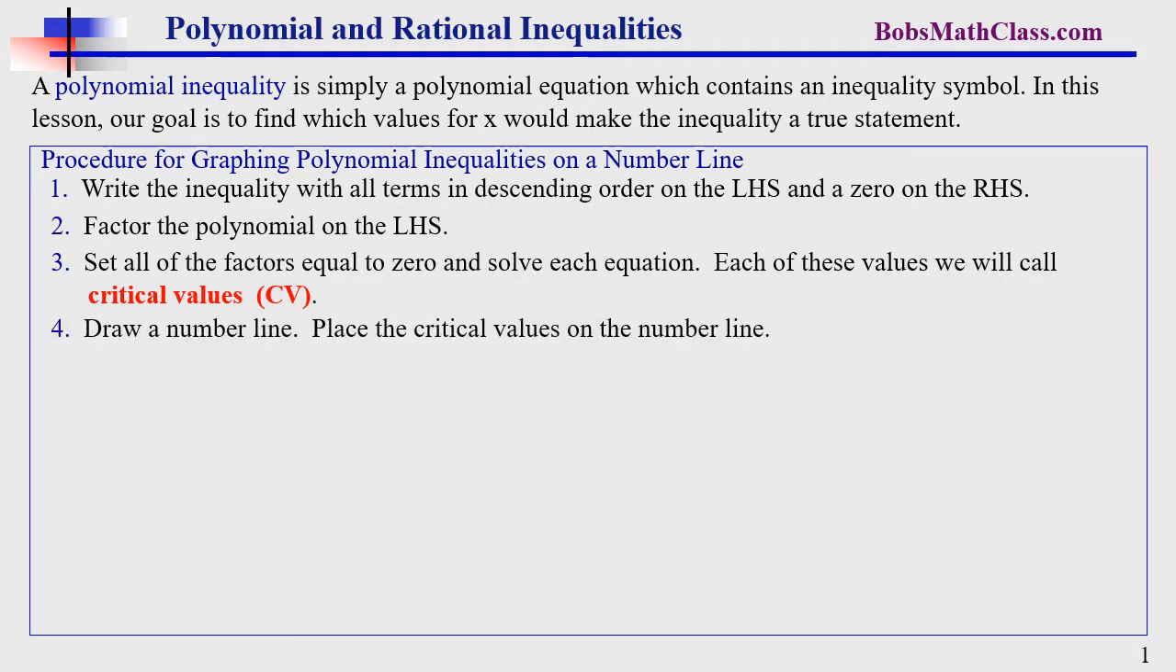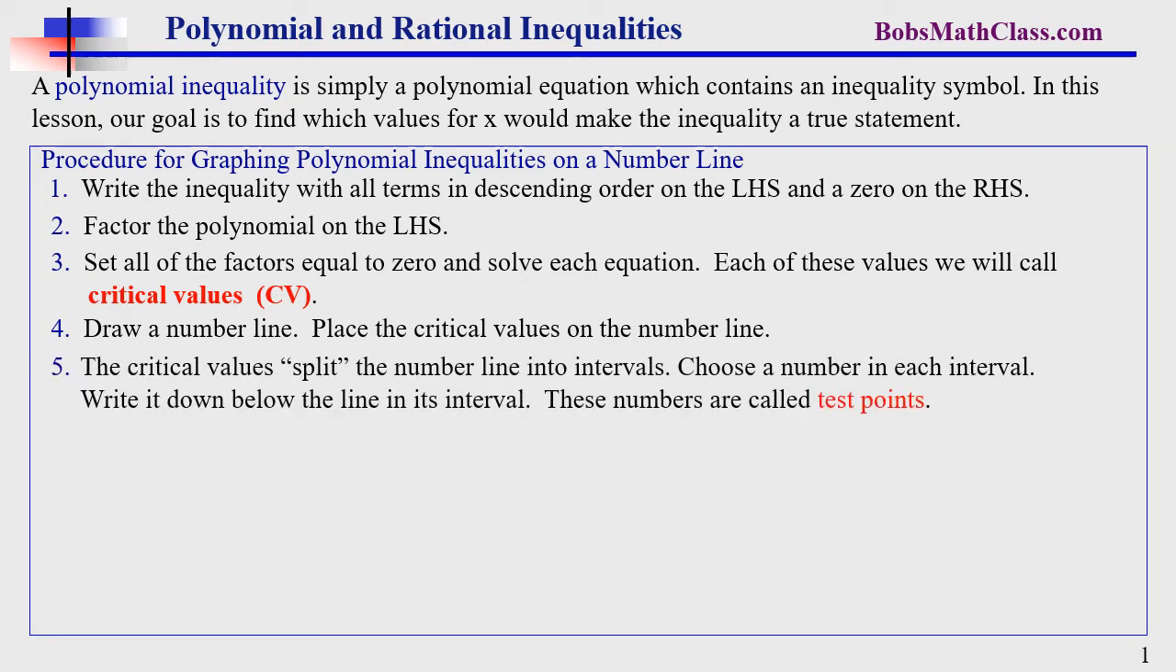We're going to draw a number line, put these critical values on the number line, and what these critical values do is they split the number line into intervals. Okay, so if you have one critical value, then you have two intervals, the left and the right. If you have two critical values, then there's going to be three intervals or three sections, the left, the right, and the middle.